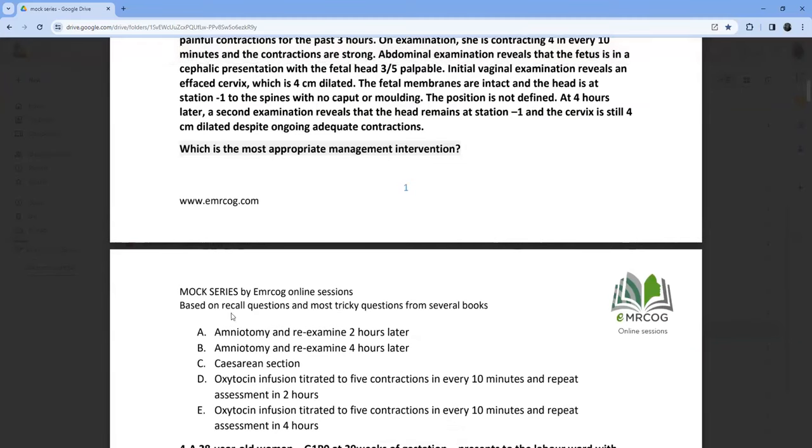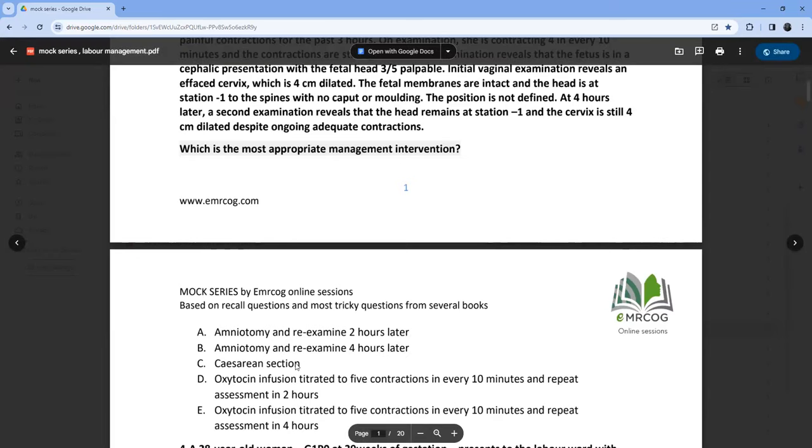Amniotomy and re-examine in 2 hours, or amniotomy and re-examine in 4 hours, or go directly to cesarean section, or oxytocin infusion. Of course, if we go through the options, we'll find a discussion from E, okay? Oxytocin infusion, of course, is not an option. She's still at the level of suspected delay, right? Not confirmed delay yet. And the contractions are adequate, so oxytocin is not an option here. Also, D is rejected. Cesarean section, maybe after we give her a chance, right, and properly diagnose and assess her, but not now. I don't have a reason to go for cesarean section. Plus, I don't have from the examination findings any signs or symptoms of cephalopelvic disproportion, right? So cesarean section is rejected as well.